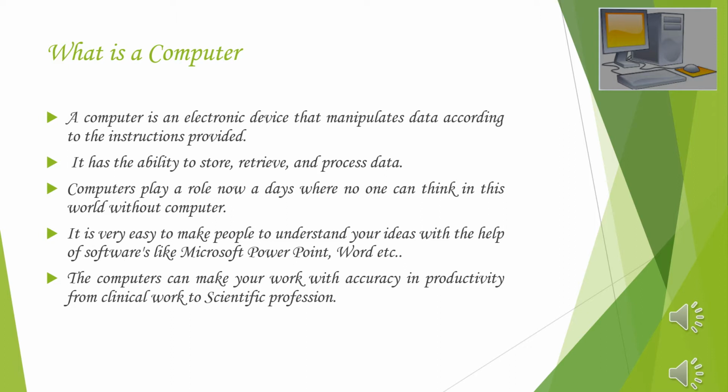There are many examples which can be taken for software. A basic example is browsing, or applications which are used for presentation, like PowerPoint or Word. Everything will be considered software. Okay. A computer is an electronic device that manipulates data according to the instructions provided, which means a computer is also an electronic device. An electronic device is nothing but anything which is connected electrically.